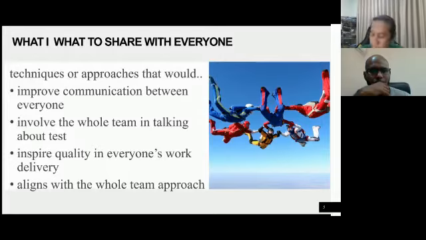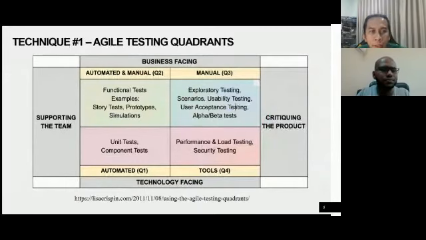Okay, let's kick off that review of techniques with number one. I think this is the most famous technique for discussing testing, which is the Agile testing quadrants. Okay, so these quadrants were popularized by Lisa Crispin as well as Janet Gregory, and they started this about 10 years ago, as you can see from the link there.